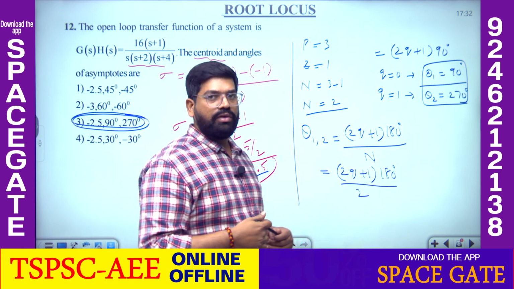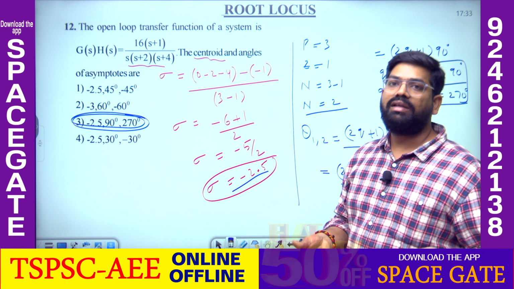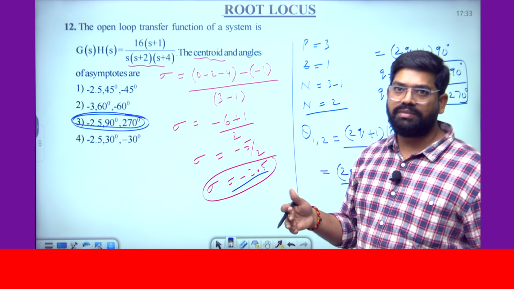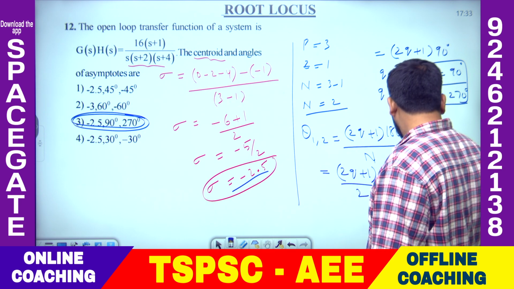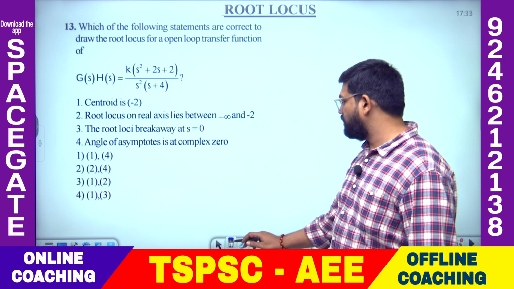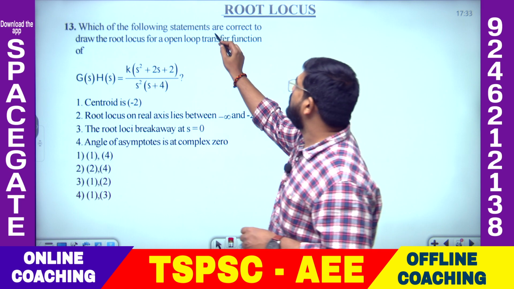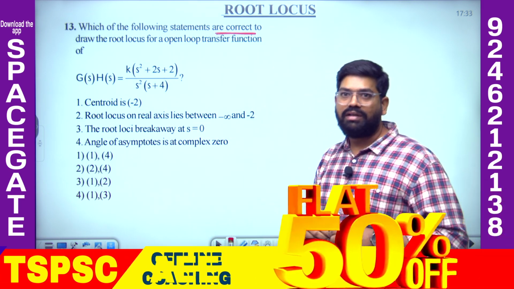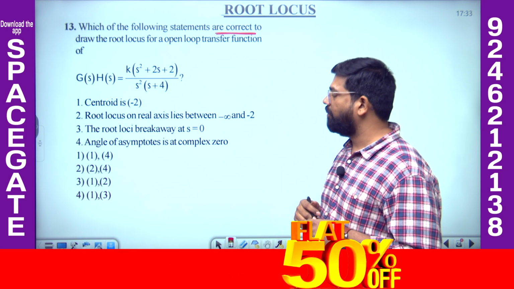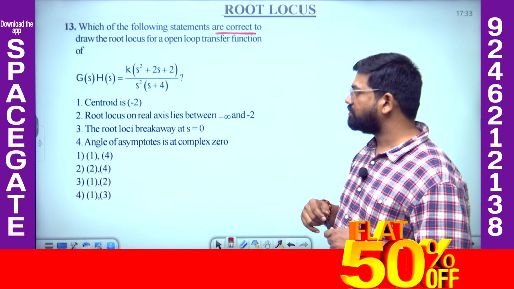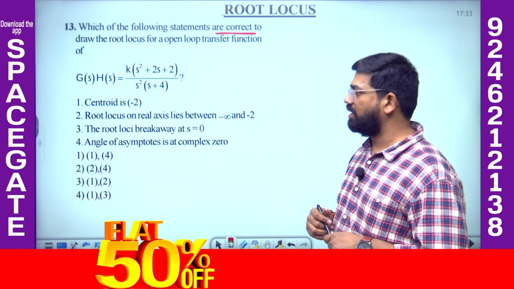Just only if you know the centroid formula and angle of asymptote formula, you can answer these questions. Like this only, without calculator we need to answer questions, like this only we can expect. Okay, this is our right answer here. Now, let us move on to the next question. Observe the word statement here. Which of the following statements are correct? Okay, this is about identifying the correct statements while drawing the root locus for the open loop transfer function. So, statements are given here and we need to check which statements are correct related to this.